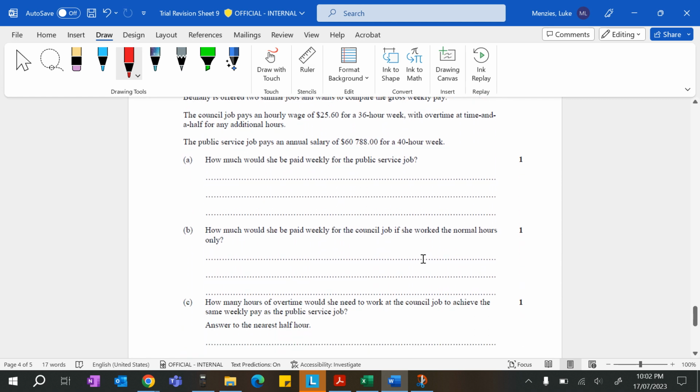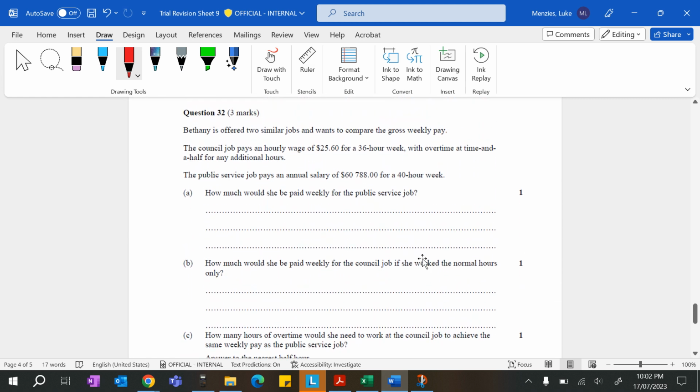A bit of finance. Here we go. So Bethany is offered two similar jobs to compare gross weekly pay. Council pays an hourly rate of $25.60 for a 36-hour week with overtime at time and a half for additional hours. Public service job, $60K annually for a 40-hour week. How much would she be paid weekly for the public service job?